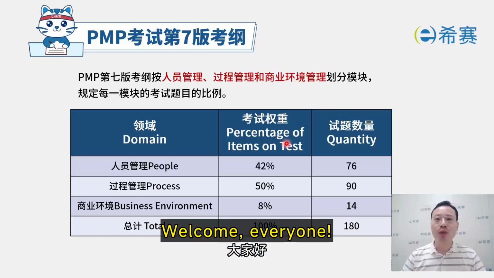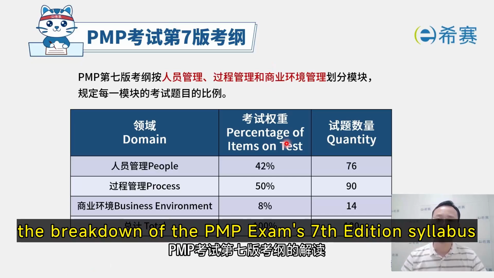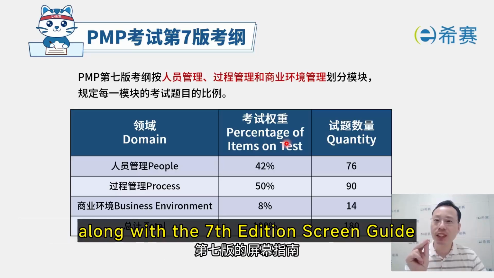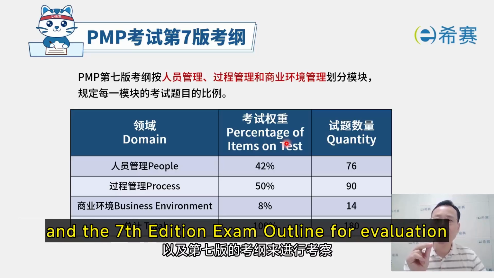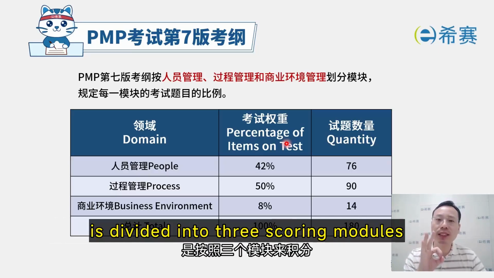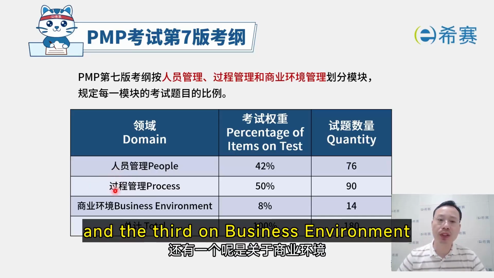Welcome, everyone. Today, we're going to dive into the breakdown of the PMP Exam 7th edition syllabus. The exam currently uses the 6th edition screen guide, along with the 7th edition screen guide, and the 7th edition exam outline for evaluation. Now, the exam as a whole is divided into 3 scoring modules. The first module focuses on people, the second on process, and the third on business environment.